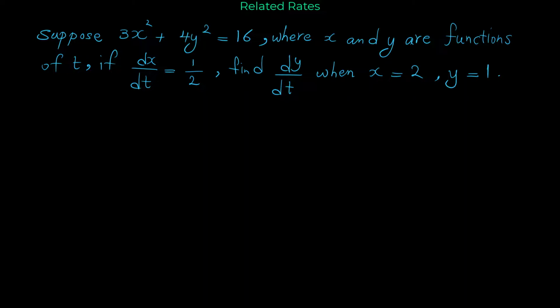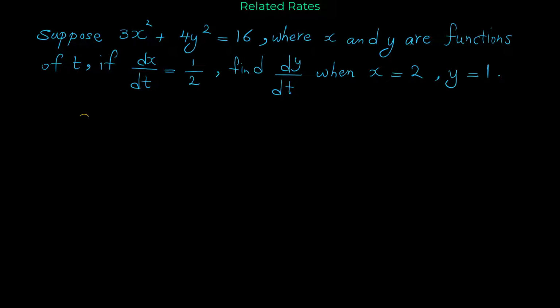In this video, we want to get familiar with related rates questions. Suppose 3x² + 4y² = 16, and x and y are functions of t. So x is dependent on t, where t is the time, and y is also dependent on t. If dx/dt is 1/2, find dy/dt when x is 2 and y is 1.